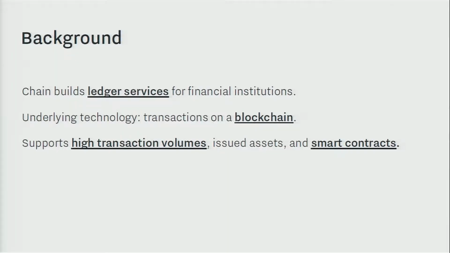So some background on what Chain does, and this is relevant because what Chain does as a company shapes what we want our blockchain to look like. So Chain builds ledger services for financial institutions, and this ranges from big companies such as NASDAQ and Visa all the way down to small fintech startups. And when I say we build ledger services, you can think of it almost as we offer a ledger as a service product. So we support their financial transactions on our blockchain.